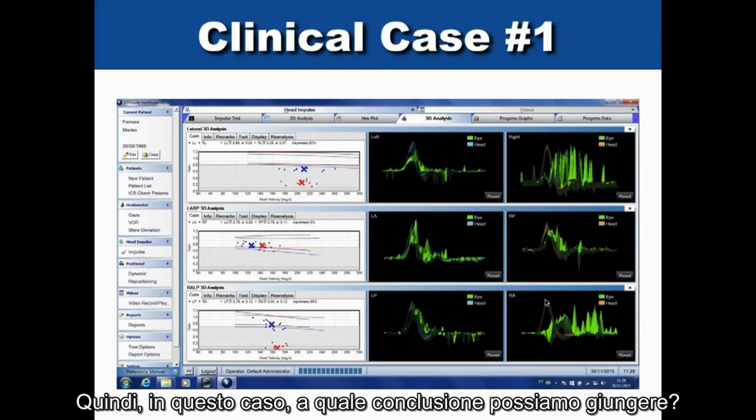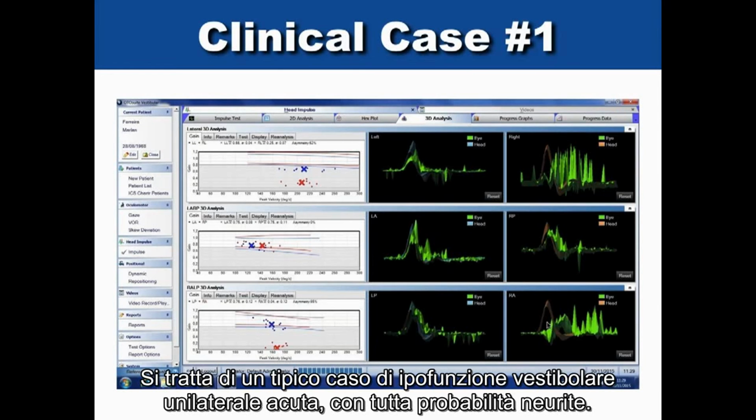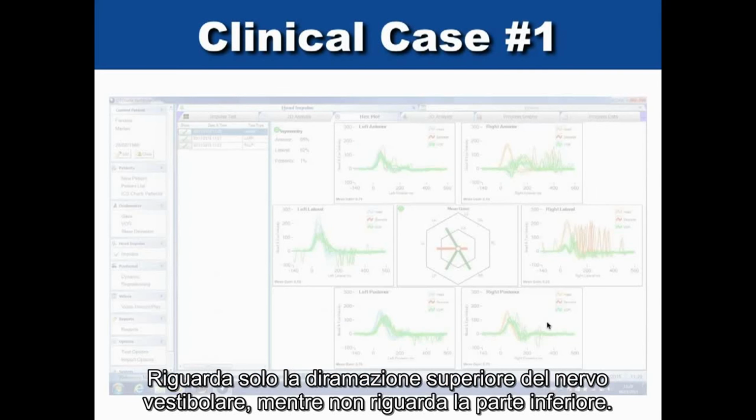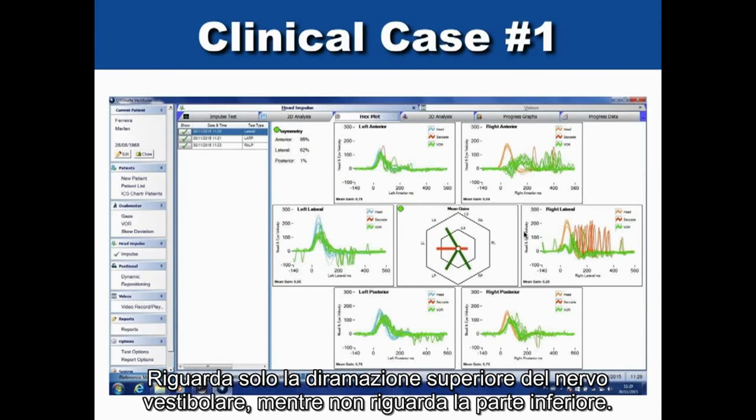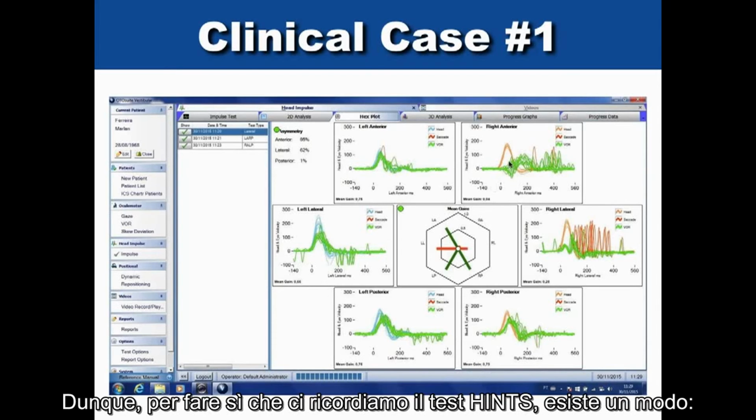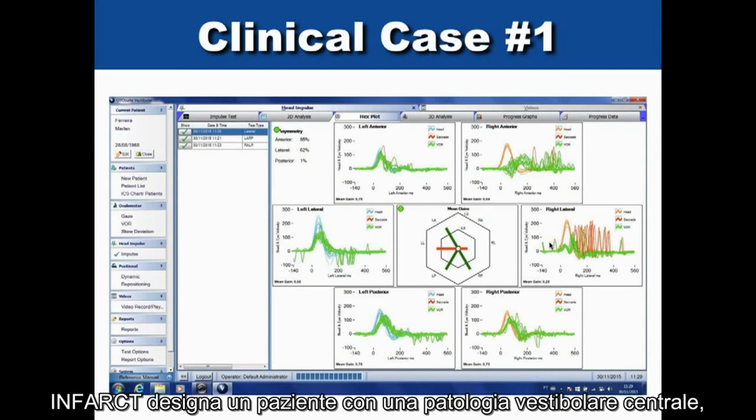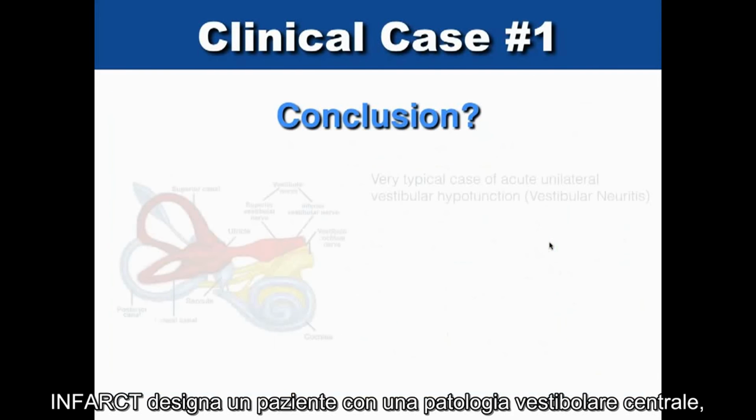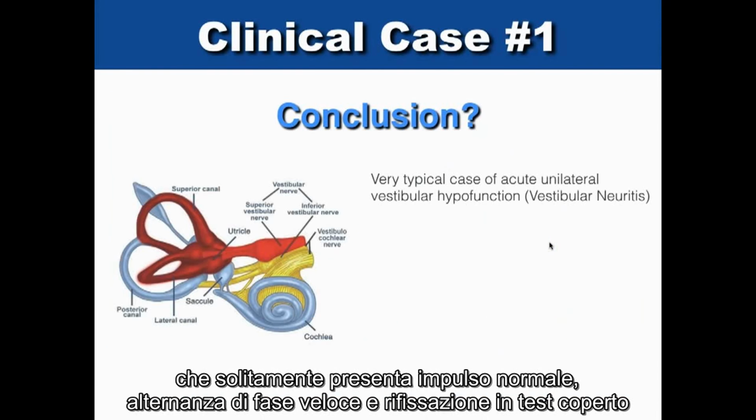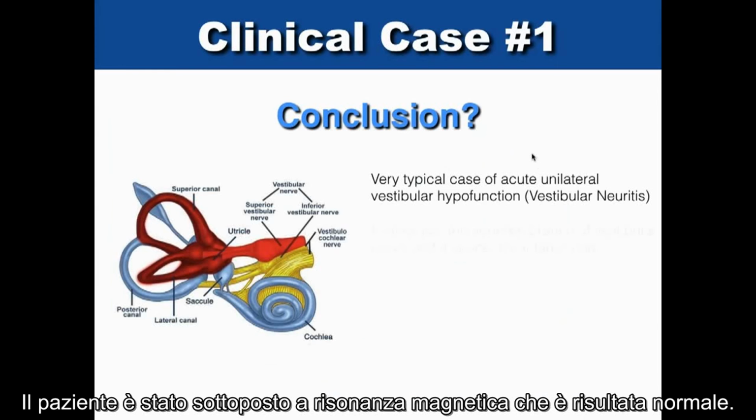So what's the conclusion of this case? It's a very typical case of acute unilateral vestibular hypofunction, probably neuritis, and it takes just the superior branch of the vestibular nerve, and it spares the inferior part. To make sure that we remember, there's a mnemonic here, HINTS to INFARCT, an easy way to remember. INFARCT is a patient with central vestibular pathology, who usually has a normal impulse, fast phase alternate, and refixation in cover test. And this patient went to MRI, and the MRI was normal.